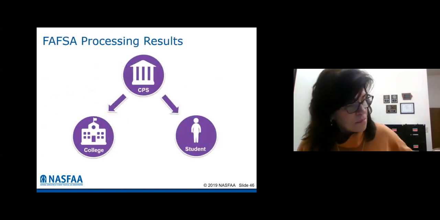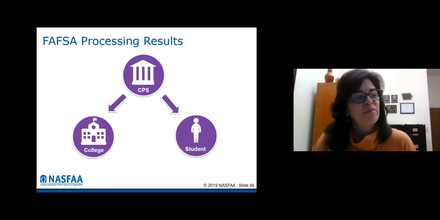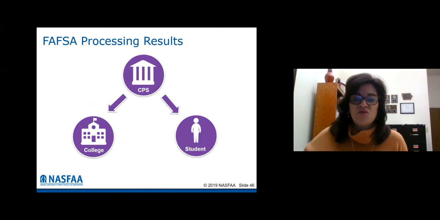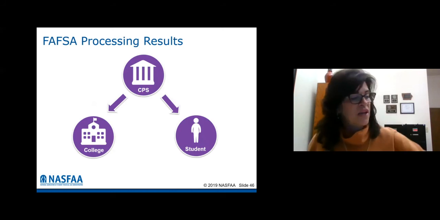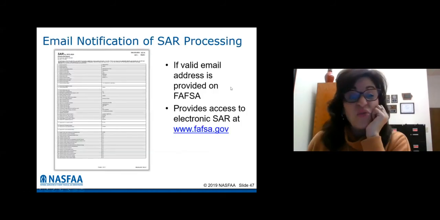That FAFSA is then sent from the central processing system, which is what the CPS is, to the college and to the student at the same time. The college gets an ISIR and the student gets a SAR. The ISIR is the Institutional Student Information Record, and the SAR is the Student Aid Report for the student to review. This is what it looks like.